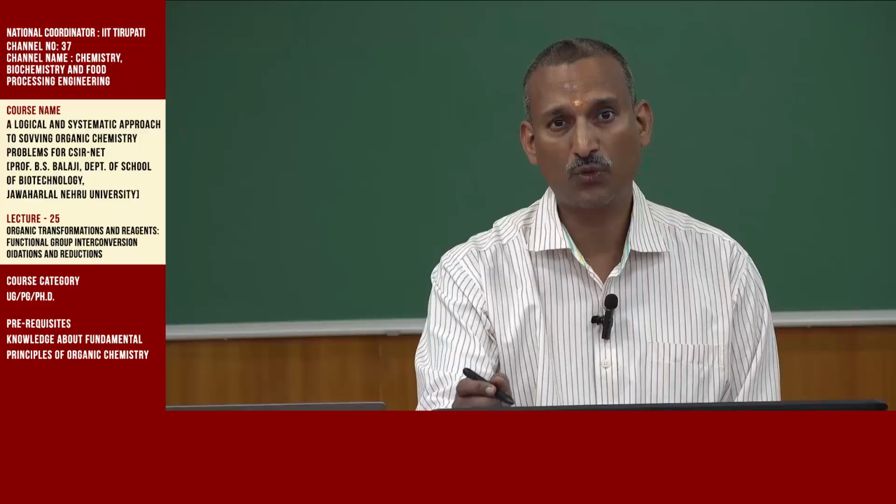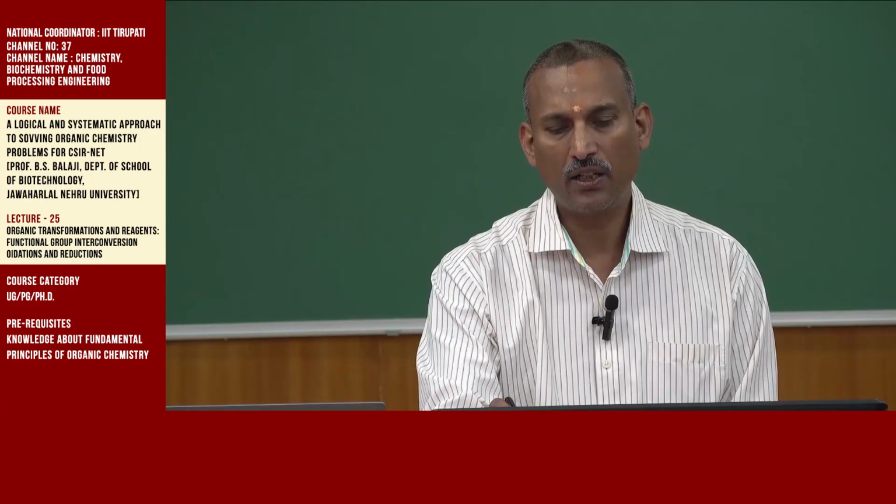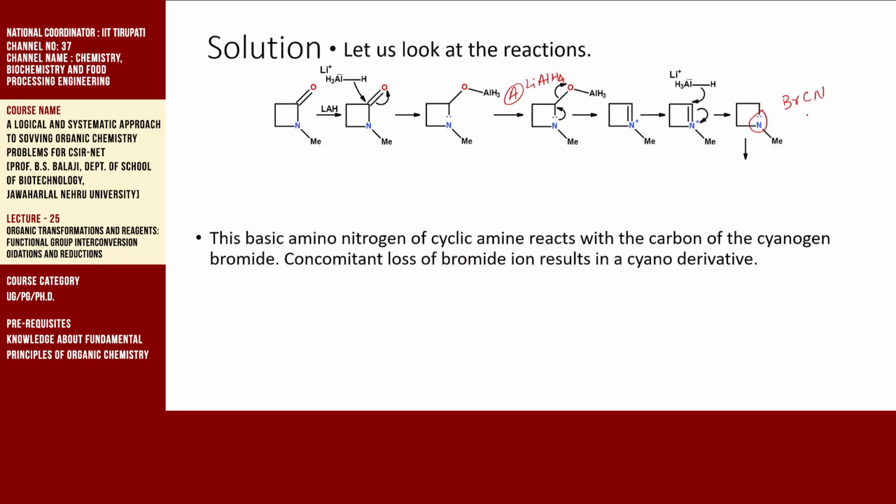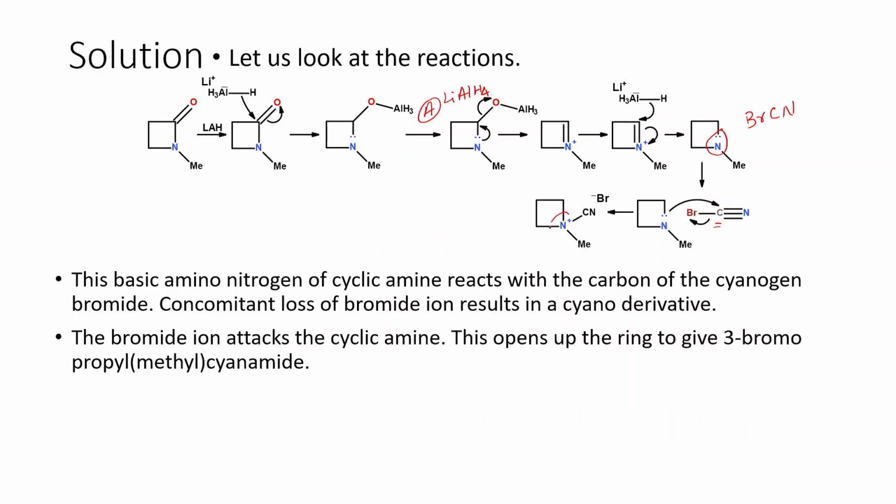So the product B is formed after the reaction between the cyclic amine and the cyanogen bromide. If you look at the structure of the cyanogen bromide, this carbon is a little bit electrophilic in nature. Nitrogen has a lone pair of electrons. So this nucleophilic nitrogen attacks the central carbon atom with the concomitant loss of the bromide ion. So now the nitrogen has a positive charge with the cyanide group attached to it. Nitrogen with a positive charge is not quite stable, so some additional reaction also has to happen.